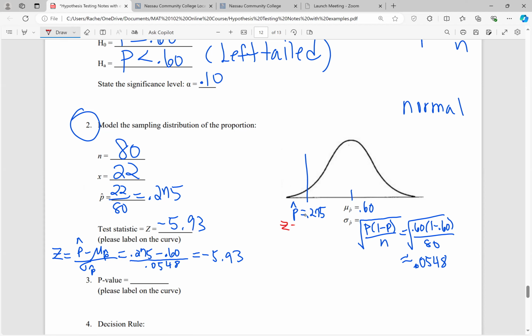So this p hat of 0.275 corresponds to a z-score of negative 5.93. That's pretty far away from the mean, right? Relatively speaking, that's way more than 3 standard deviations below the mean, even though the picture's not to scale. So let's figure out what this p-value is. And since this is a left-tailed test, the p-value is the area to the left of the test statistic. So that green area that I just shaded.